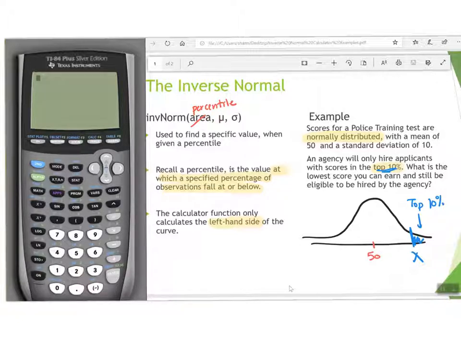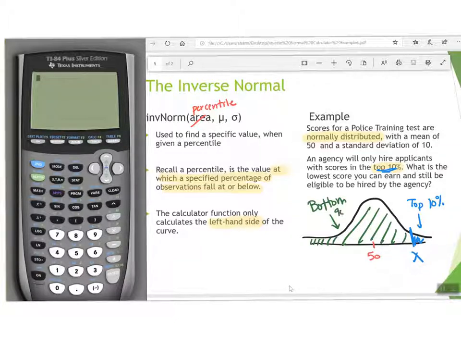And in order to do it, the calculator only calculates the left-hand side, this side over here. So we need to be able to calculate up to this value using this left-hand side. Well, if this side is the top 10%, what is this bottom part or the lower part? Well, this is the bottom 90%. So the percentile we're looking at is actually the 90th percentile.